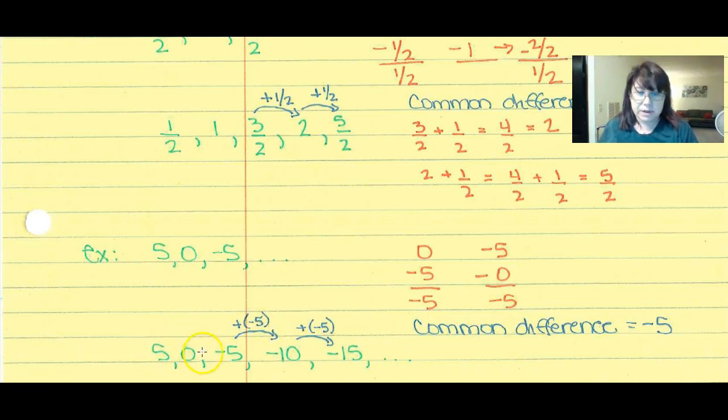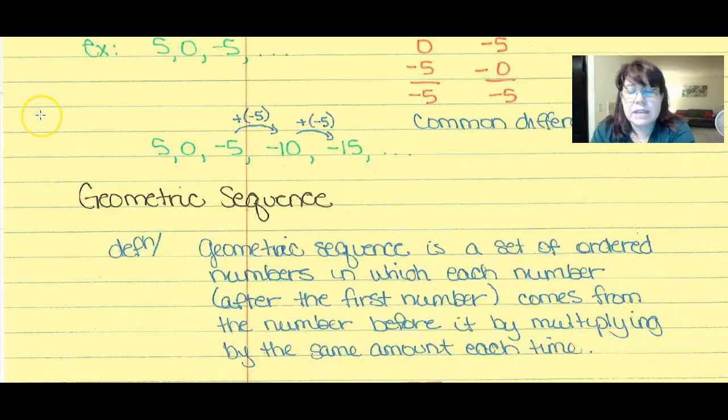5, 0, negative 5, negative 5 plus negative 5 is negative 10, negative 10 plus negative 5 is negative 15, and so on and so on. Now, an arithmetic sequence is not the only sequence. An arithmetic sequence is adding the same thing over and over and over again.